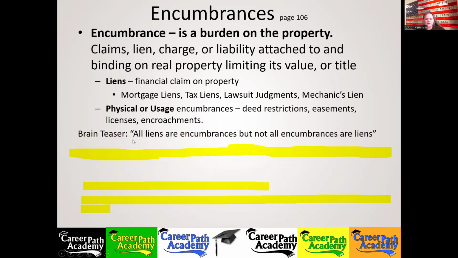And then we have here's a little brain teaser for you. All liens are encumbrances, but not all encumbrances are liens. Well, that's right. Because if we were to translate what a lien is in our head and what an encumbrance is in our head, let's think about it. What is an encumbrance? It's a burden on the property. So all liens, what's a lien? It's a financial claim. So all financial claims on properties are burdens on the property. Makes sense. But not all burdens on property are financial in nature. That's true. Because we also have physical and usage encumbrances, right?